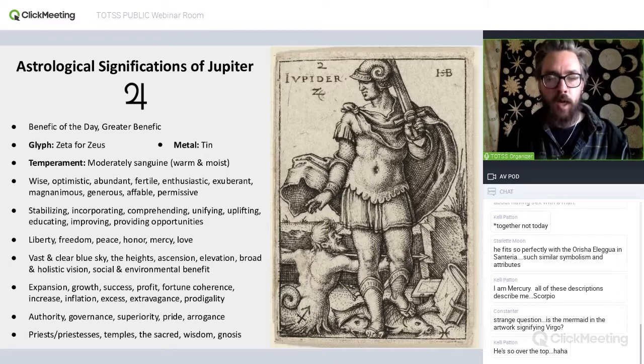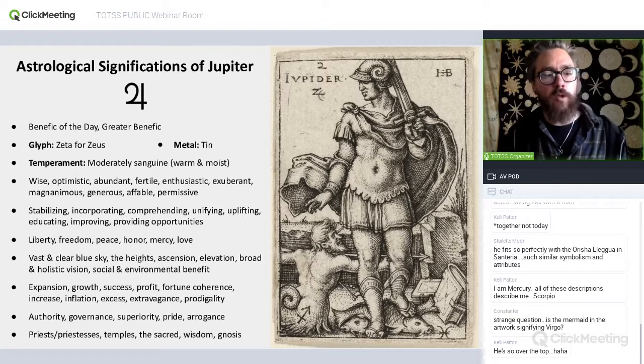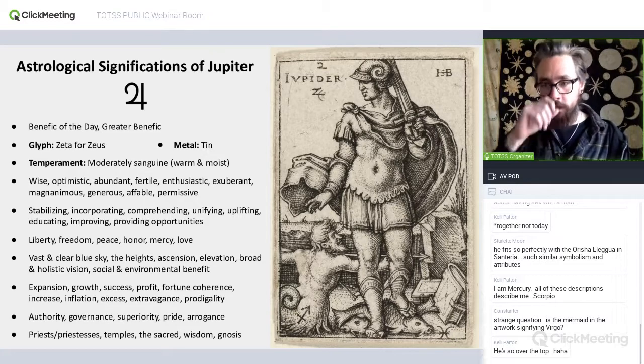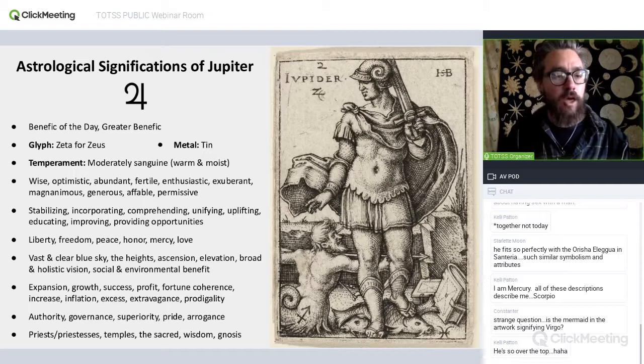His temperament is mildly sanguine, so warm and moist, fertile and social and gregarious is all associated with the sanguine temperament. So Jupiter is wise, optimistic, abundant, fertile, enthusiastic, exuberant, magnanimous, generous, affable, permissive. Jupiter can be stabilizing, incorporating, comprehending, unifying, uplifting, educating, improving, and providing opportunities. Jupiter can signify liberty, freedom, peace, honor, mercy, and love.